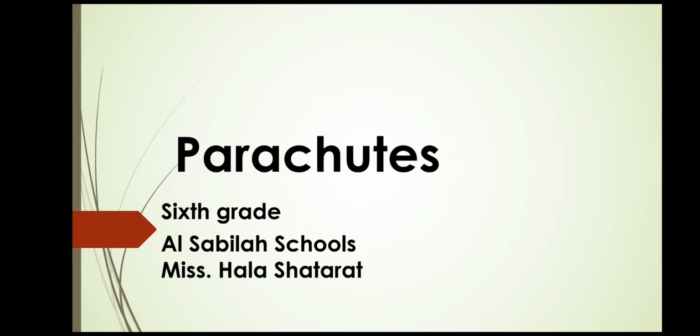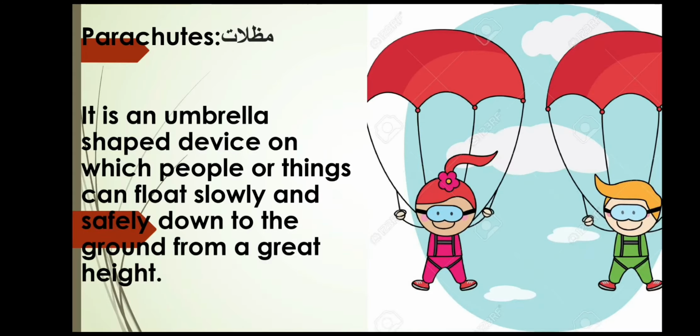In this video we will talk about parachutes. Parachutes يعني مظلات. A parachute is an umbrella-shaped device on which people or things can float slowly and safely down to the ground from a great height.